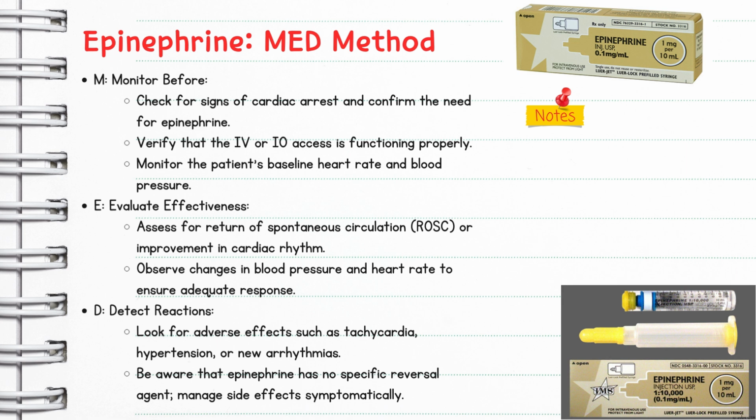You're also going to observe changes in blood pressure and heart rate. If the heart starts beating, obviously the heart rate should go up and the blood pressure should go up. And then you also want to look for some of those side effects, some of those adverse reactions that might occur. Some of the unwanted side effects would be tachycardia, hypertension, maybe new arrhythmias, so you want to be monitoring for those. And there's no specific reversal agent for epi, so you're just going to manage any effects symptomatically, just kind of a holistic approach.